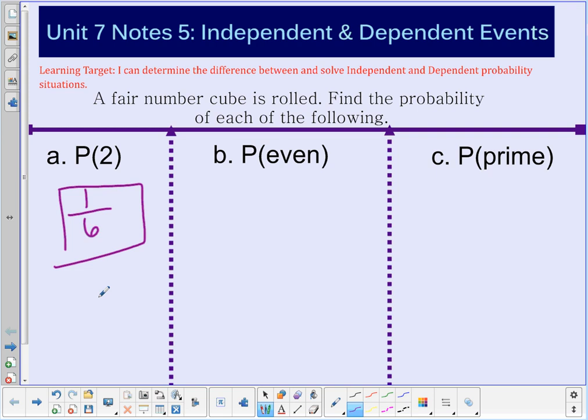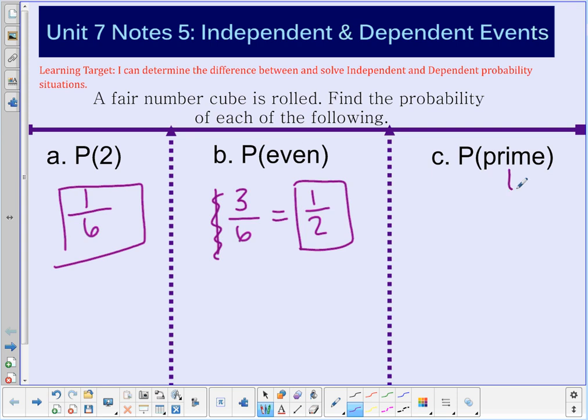The probability of something being even: if I think about a number cube, the even numbers on a number cube are 2, 4, and 6. There's 3 of them, so that's 3 successes out of 6 total. Oh, and I almost circled it, but 3/6 can be reduced into 1/2, and that is my final answer there. And then the probability of something being prime.